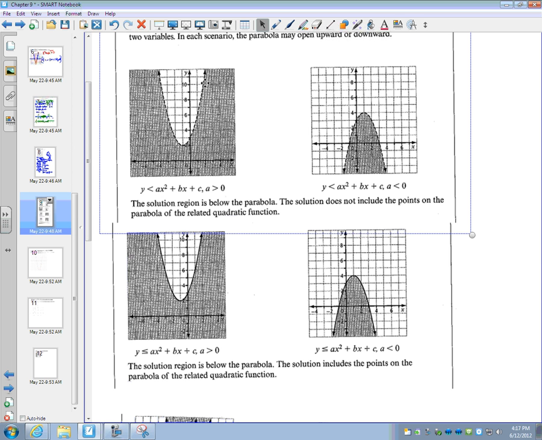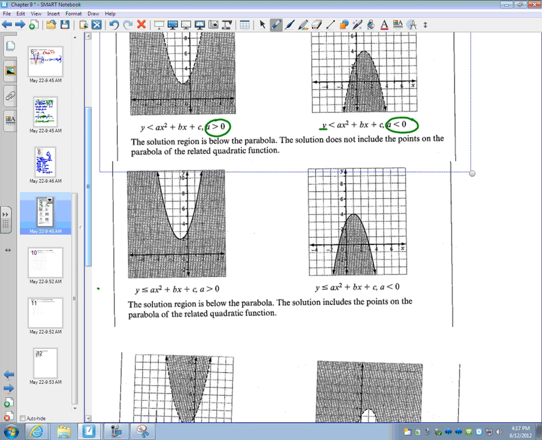Notice I have a dotted line. The reason for that dotted line is because it's less than, not equals to. And this just tells me it's parabola up. Same thing here. I have y is less than, so I want the region below, but I have a parabola down. Okay? Next one, I have y is less than or equal to. So same thing, only now a solid line. I'm talking about the region below. And again, a solid line because it's less than or equal to, and this time parabola down.